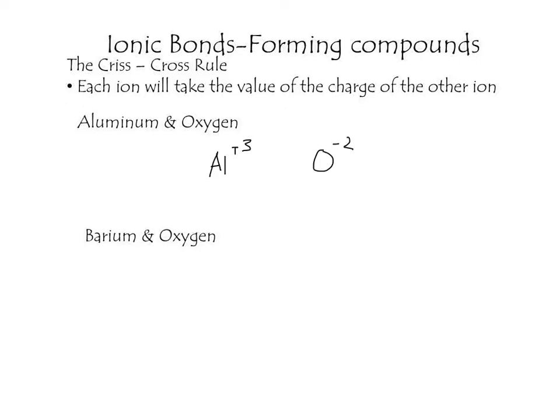I'm going to show you this two ways. One is called the crisscross rule, and the other one I'm going to visually show you how we get a neutral compound. So let's take aluminum, for example. It has 3 positive charges. If we have 1 oxygen next to it, it'll only have 2 negative charges. That means I'm only going to cancel out 2 charges, and I have 1 more positive charge.